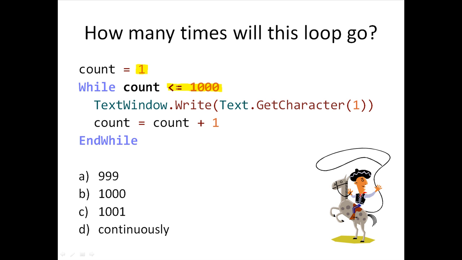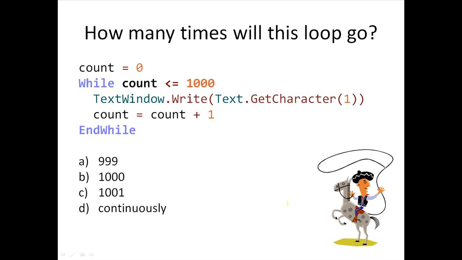The relational operator in this case also makes a difference, as does the end value here. So I'm basically going from 1 up to and including 1,000. How many times is that exactly? Basically 1,000. And I guess we should do a quick glance and make sure we have an increment expression here, because if that weren't here, then the answer would be D, continuously. So the answer here is 1,000. And there we go.